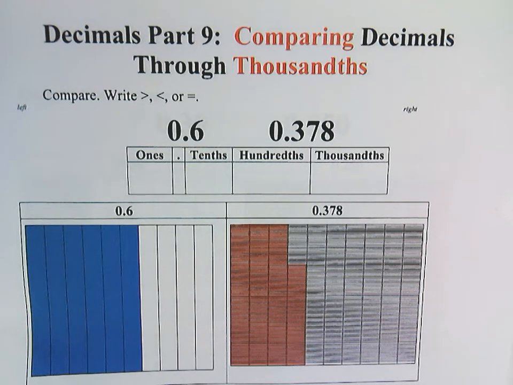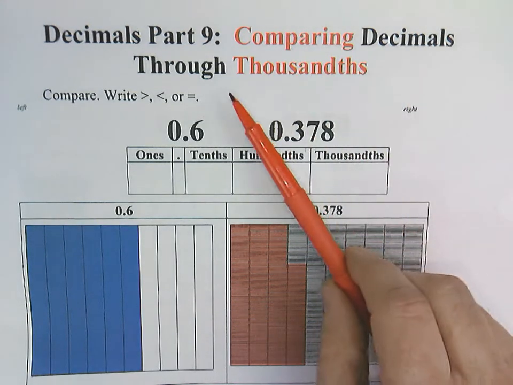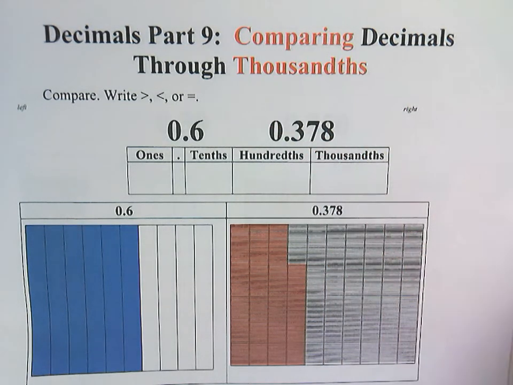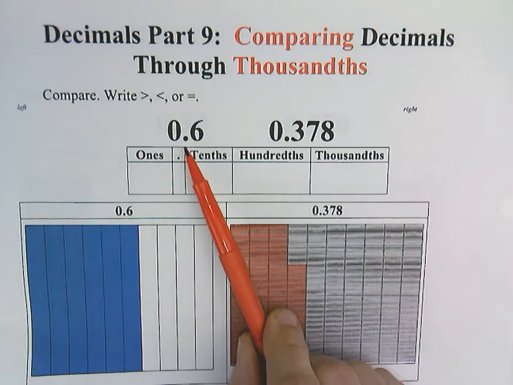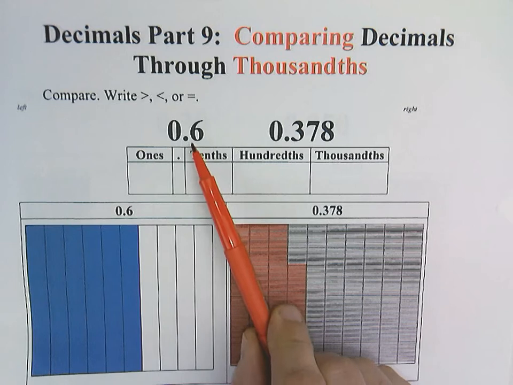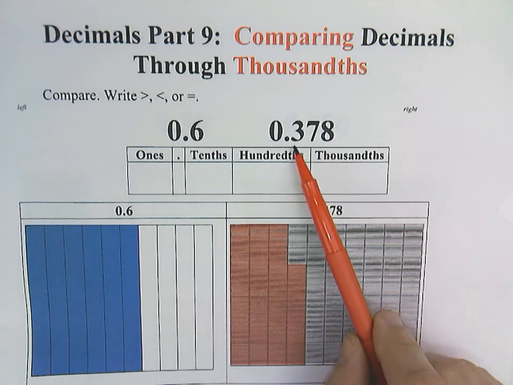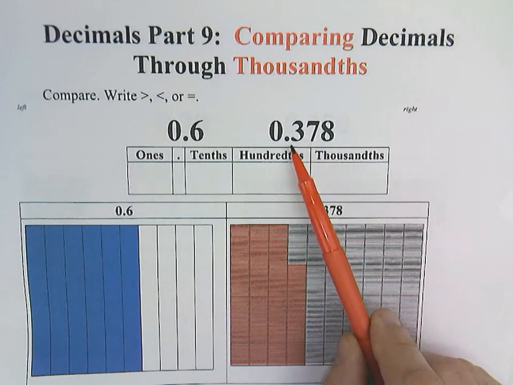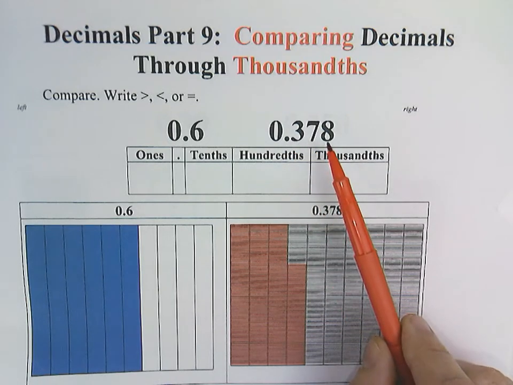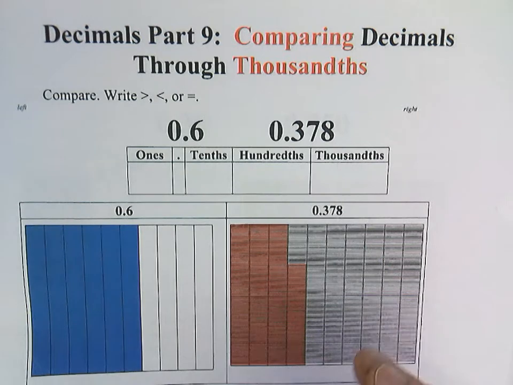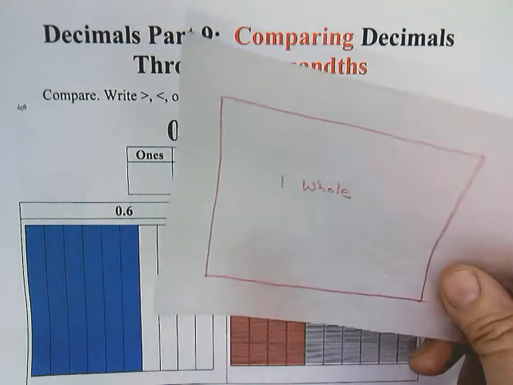All right, this lesson is on decimals, part 9, comparing decimals through thousandths. A decimal number is any number that is on the right side of the decimal point. So here we have 6/10ths, and you can see the 6 is on the right. And 378 thousandths, you can see the 3, the 7, and the 8 are on the right side of the decimal point. And it represents a value that is less than 1 whole.